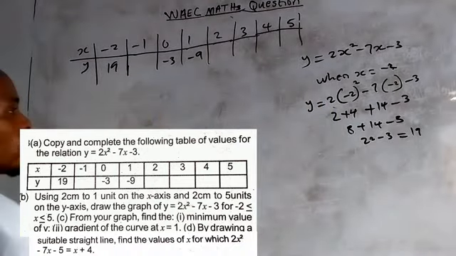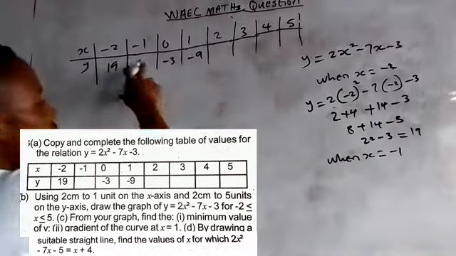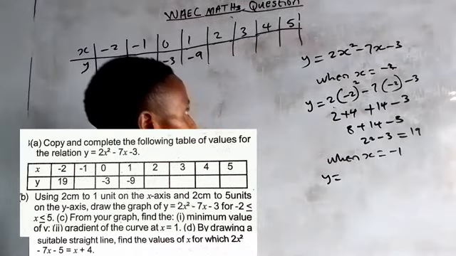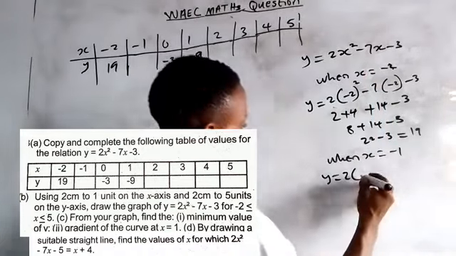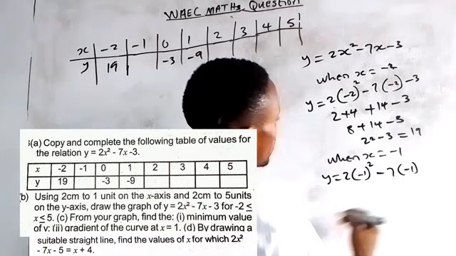We do the same thing when s is equal to minus 1. So let's get this now. When s is equal to minus 1, let's put it here. Then what will be the value of y? Our expression here, you have 2 open bracket, when s is equal to minus 1, we fill this s with minus 1. We have minus 1 here, close bracket, to the power of 2. We have minus 7 open bracket minus 1 close bracket. We have minus 3.